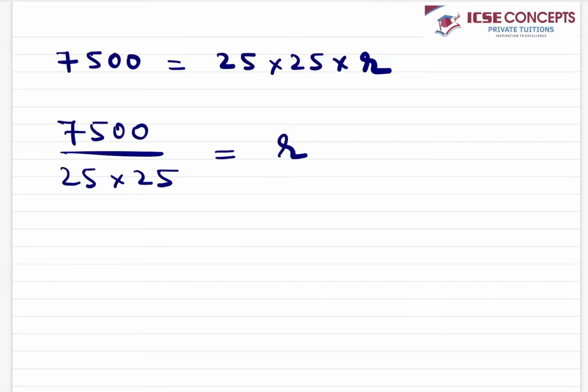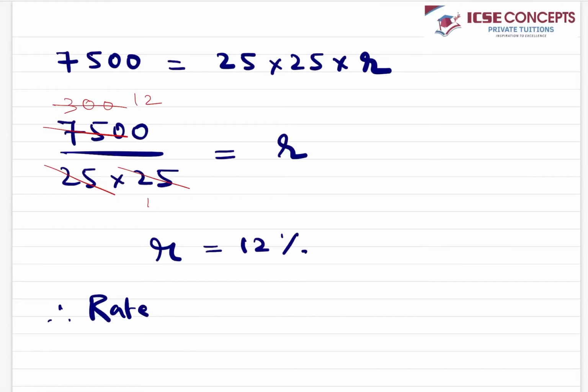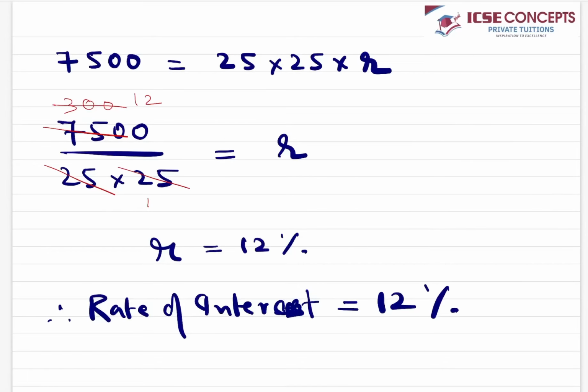25 gets cancelled, 3 25s are 75, so you have 300, and upon 25, so 25 again gets cancelled. 25 12s are, 25 into 12 is 300. So your final answer comes out R is equal to 12%. So we can say therefore the rate of interest paid by the bank is equal to 12%.